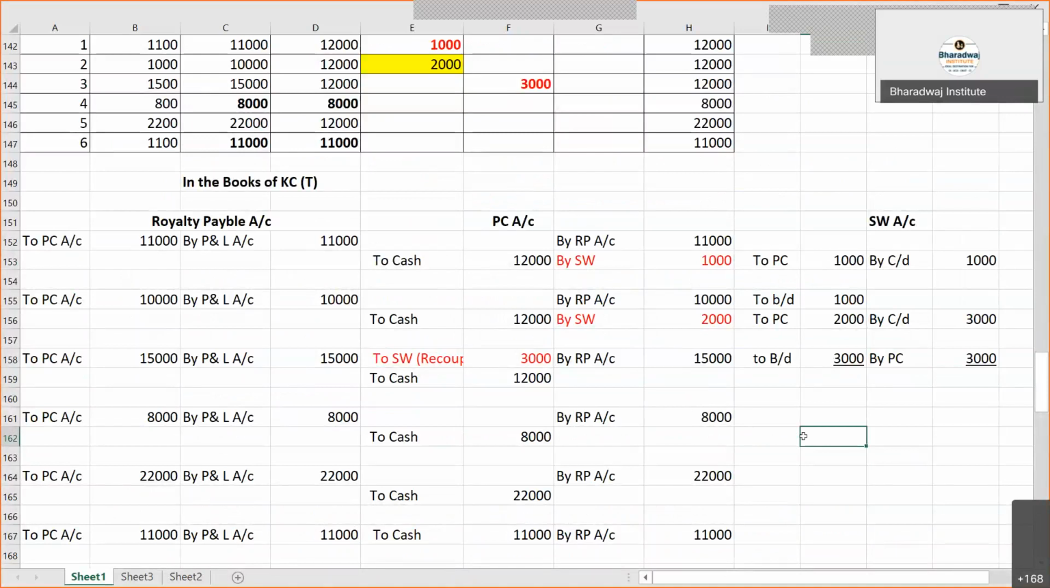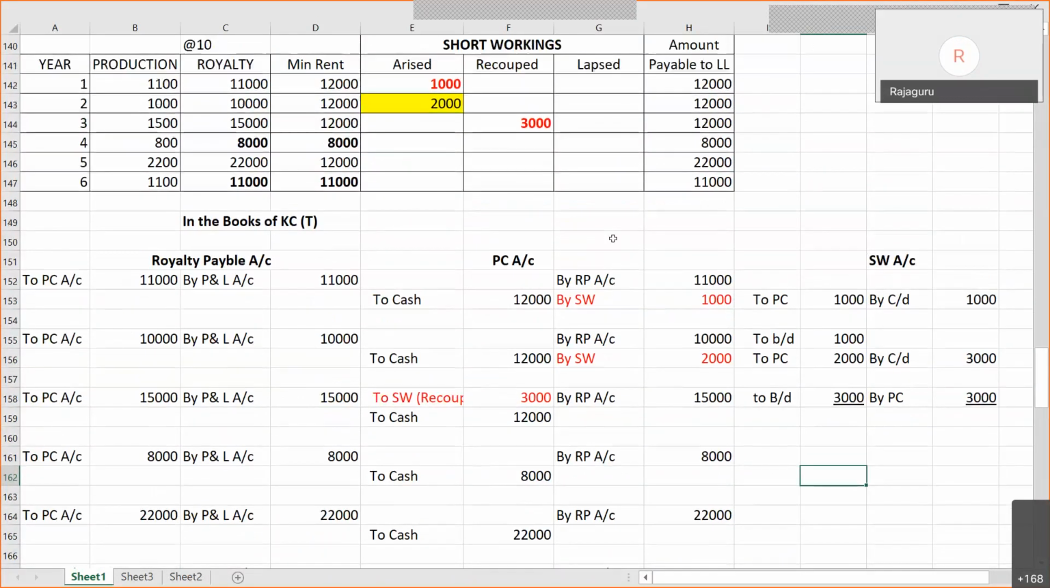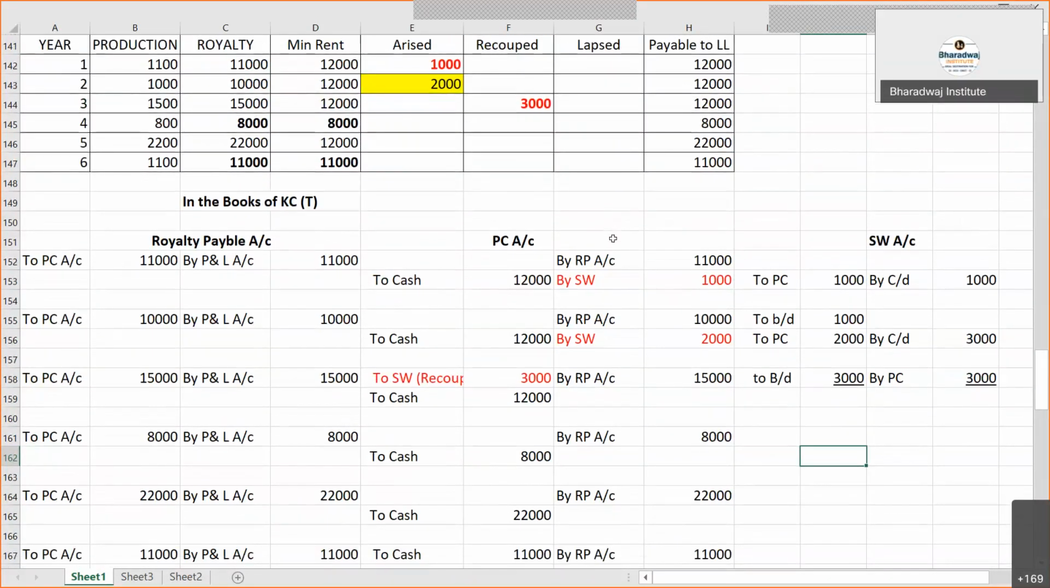This cash subsidy for unrecoverable... The cash subsidy will be adjusted while transferring to P&L account. If there is a cash subsidy given, that will be adjusted while transferring to P&L account.